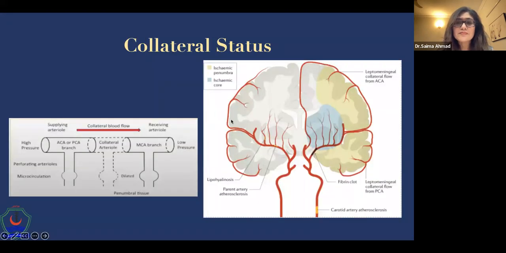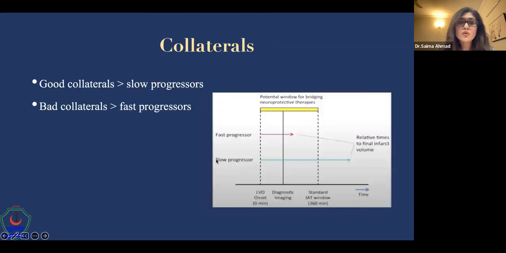Again, the collaterals are very important and collateral scoring is also very important. The patients who have good collaterals are the slow progressors, and those are the patients who show a good outcome after the endovascular therapy. The patients who have bad collaterals are the fast progressors and they have a bad outcome after the endovascular therapy. So the collateral scoring is very, very important.